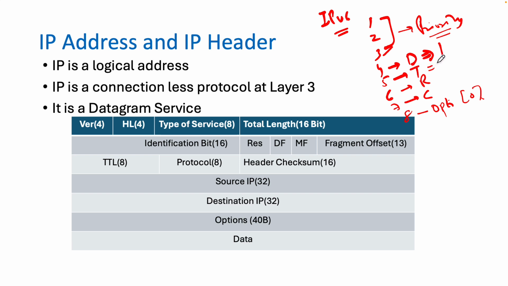So T means throughput. You want high throughput, you want more data to be sent in less time. Then you can make this value 1. And this one is reliability. You want traffic to be sent reliably, then you can make it 1. And the C bit means you want less cost. You want the shortest path for the traffic to reach the destination.